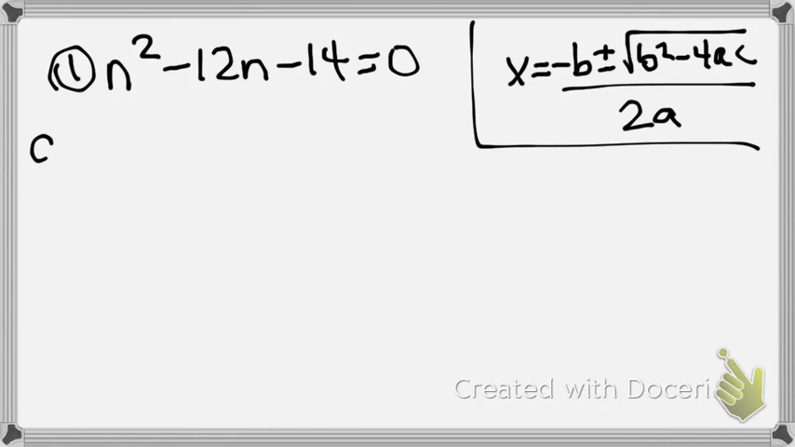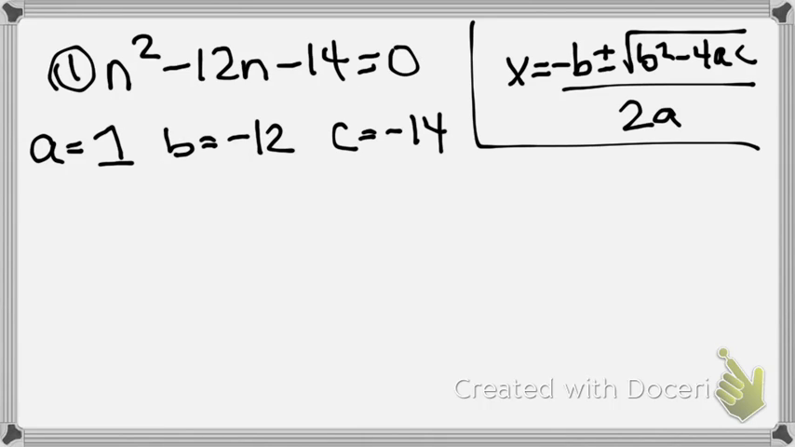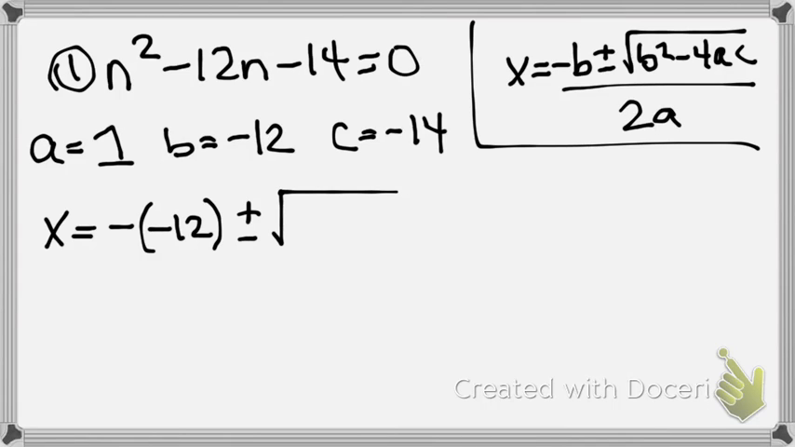What is A? And what is B? And what is C? Good job. Now we're going to start plugging those coefficients and constants in. So x equals minus b. Well, b is negative 12, right? Plus or minus the square root of b squared.